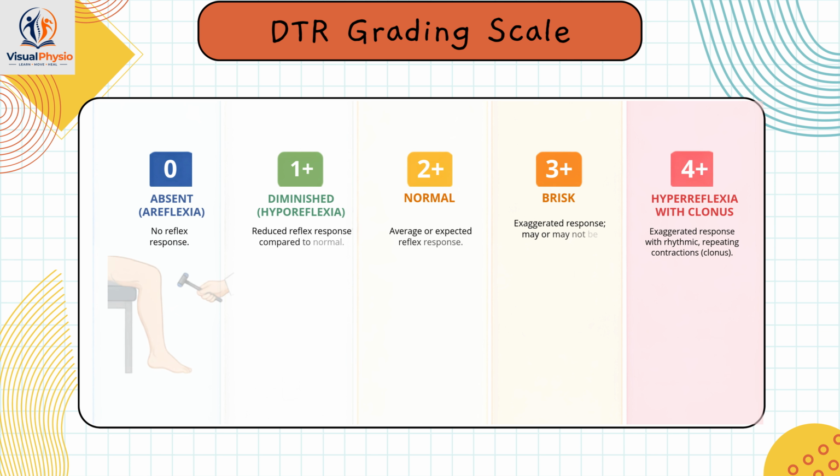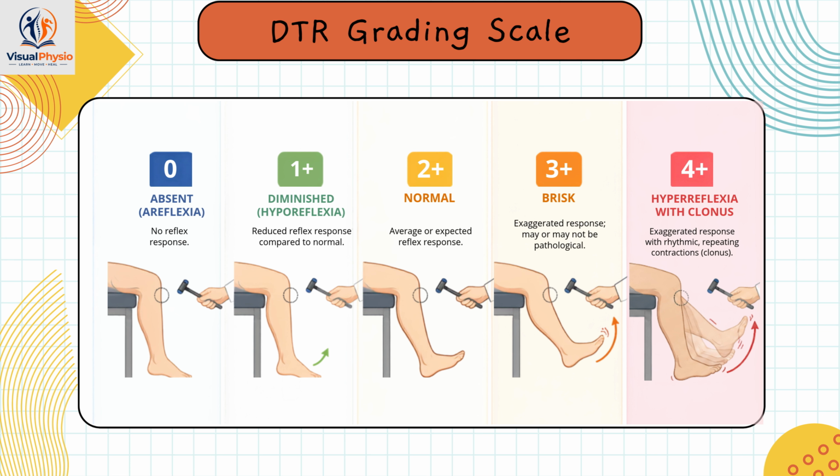Once you elicit a reflex, how do you score it? The DTR grading scale runs 0 to 4+. 0 being absent, 4+ being hyperreflexia with clonus. 2+ is your baseline. What you are really watching for is drift towards 0 or drift towards 4+.